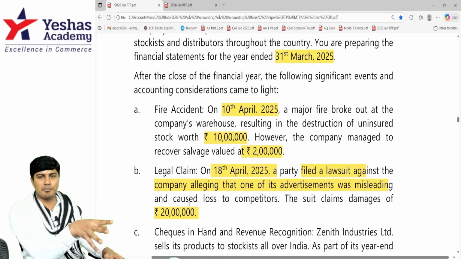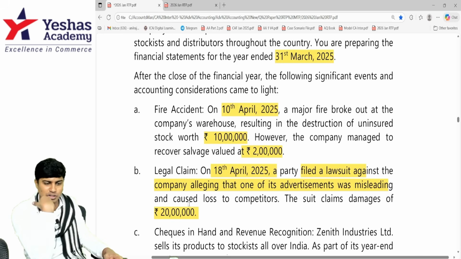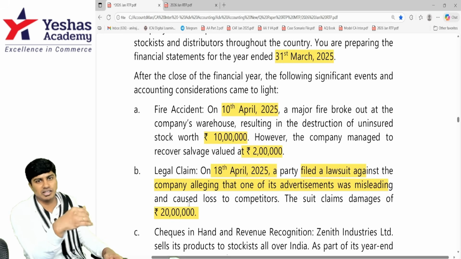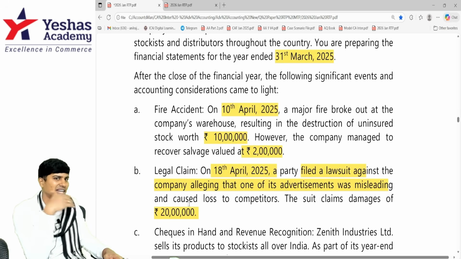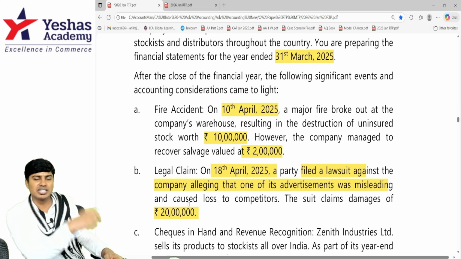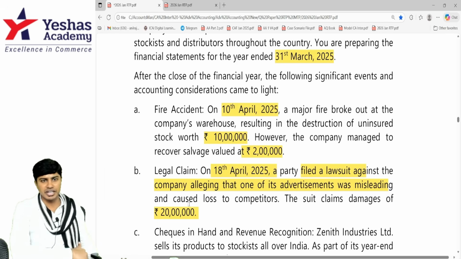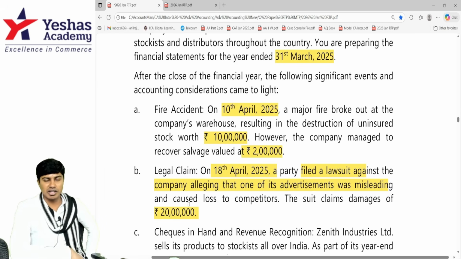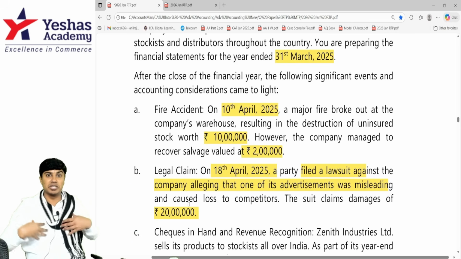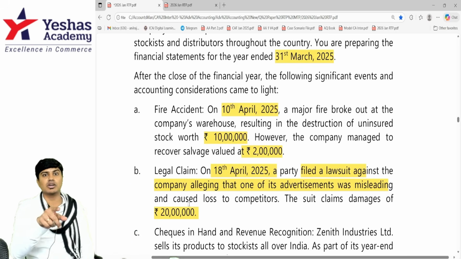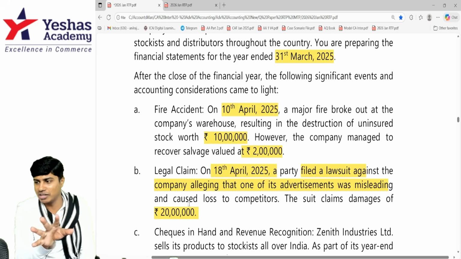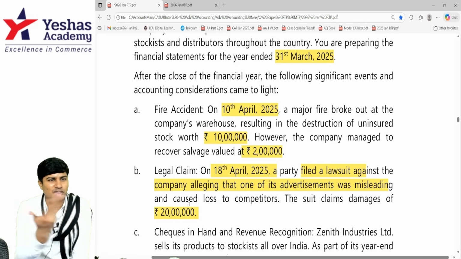So in the month of April, on 18th, if they file a case on us saying that the advertisement that we gave caused loss to a competitor for 20 lakh rupees, is there a condition existing on the balance sheet date? No. This is an event occurring after the balance sheet date against which no condition existed on the balance sheet date. So this is not an adjusting event. Further, if the case filed by the competitor is such that it might make my business get closed, then there is a question mark on going concern, then again it would become an adjusting event. But I don't think one small case filed on us will make us wind up our business.